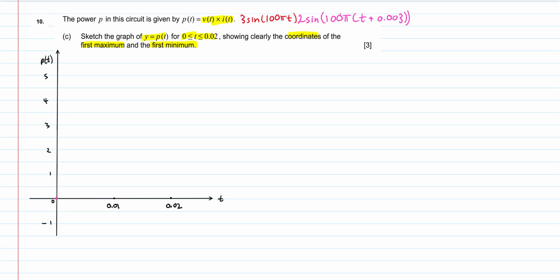And also when t is 0.02, well, 100 times 0.02 is just 2, so we're going to get sine of 2 pi for V of t, and sine of 2 pi is equal to 0, and hence our P of t is going to equal 0. So when t is 0.02, P of t is equal to 0. So now we'll bring up our graphing calculator and graph this function, and then we'll work out the first maximum and the first minimum.